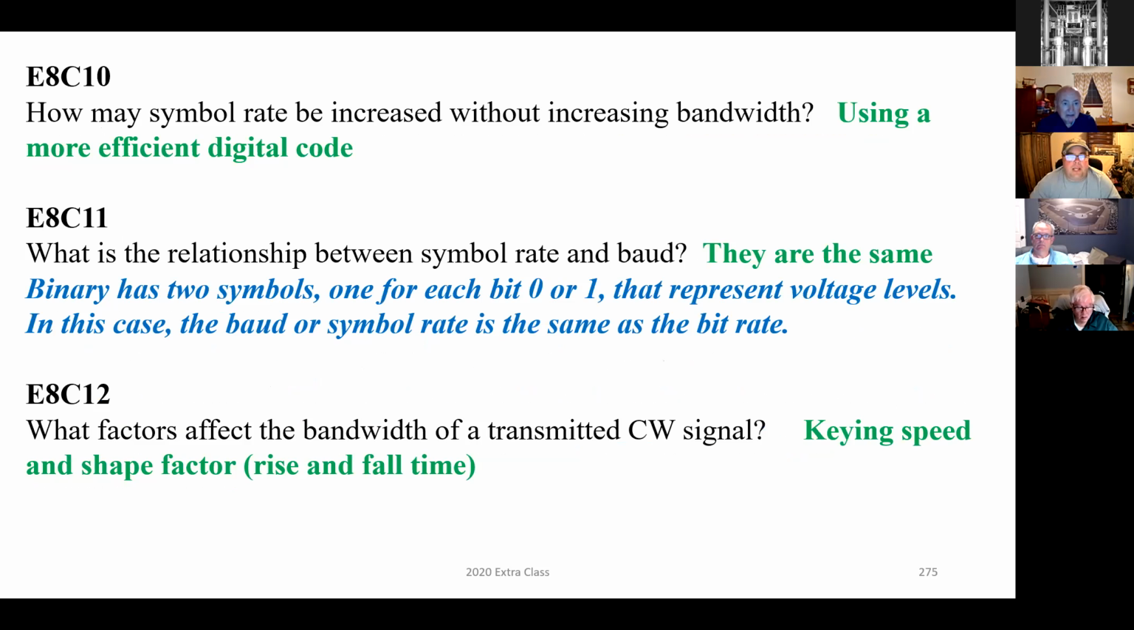How may symbol rate be increased without increasing bandwidth? By using a more efficient digital code. What is the relationship between symbol rate and baud? They're the same. What factors affect the bandwidth of a transmitted CW signal? Keying speed and shape factor, with the rise and fall time.